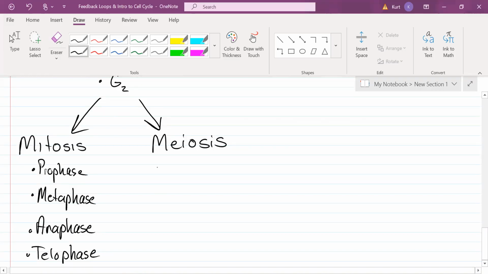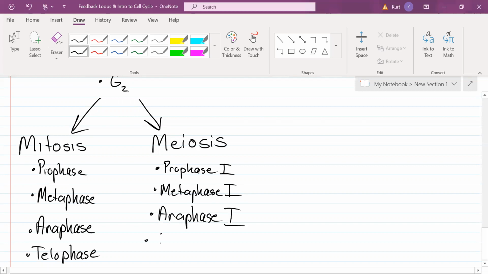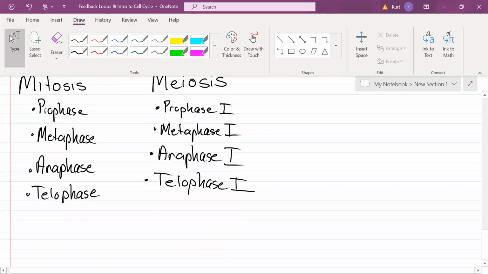In meiosis, we actually have prophase 1, metaphase 1. Oops, I didn't mean to put a 2 there. Anaphase 1. Telophase 1. Well, at the end of the mitosis series of events, you're going to have cytokinesis, and then you're done. You've completed pretty much the entire cell cycle if you're going to go through the mitosis route.